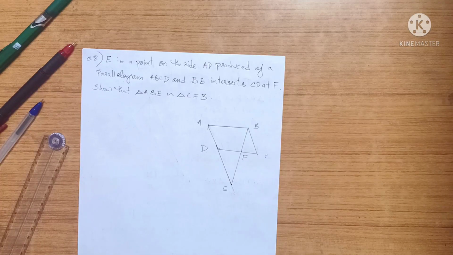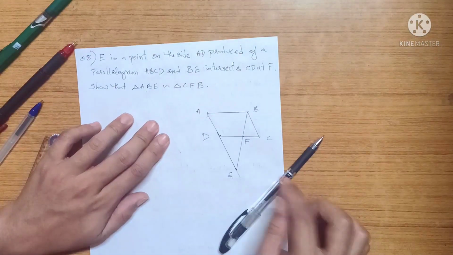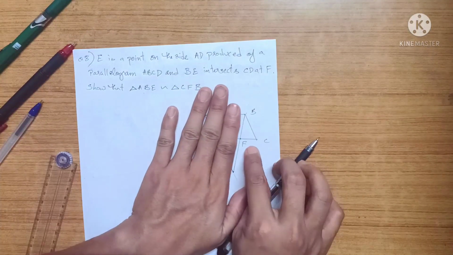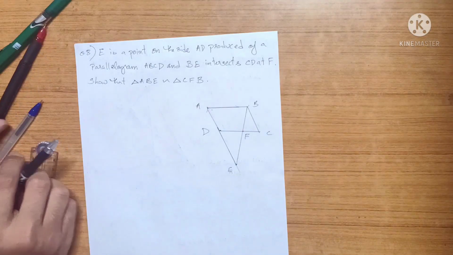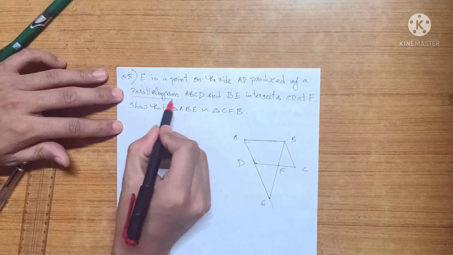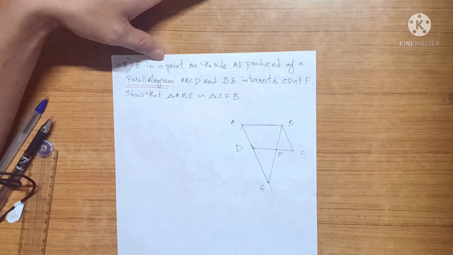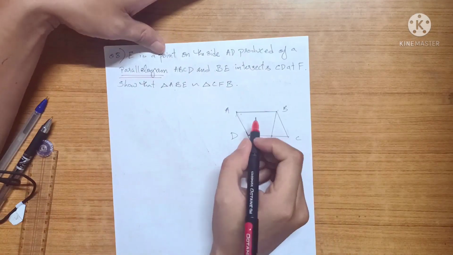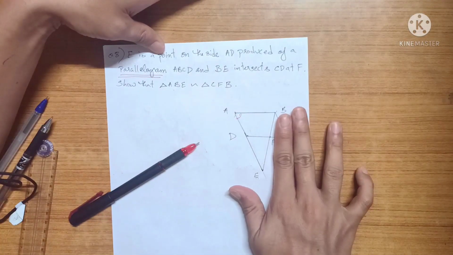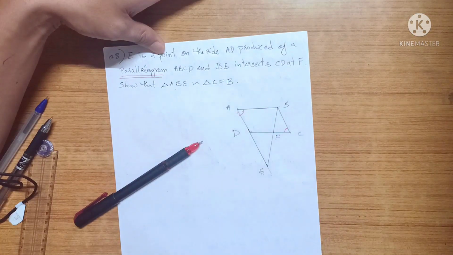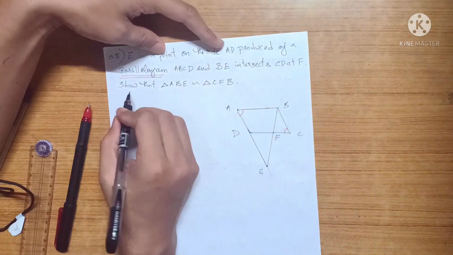So where is ABE? ABE, this one, and CFB, this one. So we have to show that this small triangle is similar to this big triangle. Okay. So since they're given in the question that it's a parallelogram, there has to be a hint, right? There has to be a hint. So in parallelogram, if you recall from lower grades, the opposite angles are always equal. So this angle and this angle will be equal. So for this triangle and this triangle, we have got one angle already. We need one more angle.